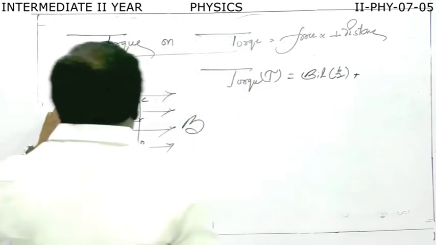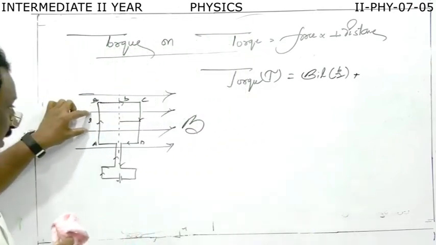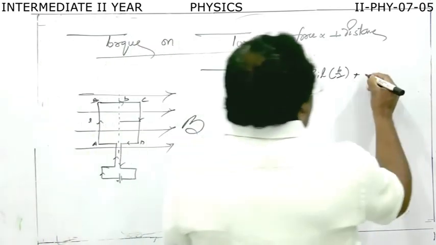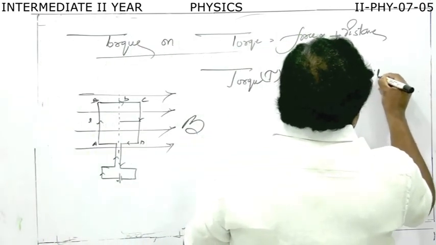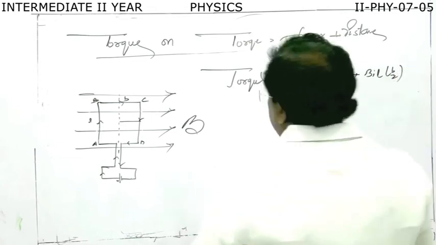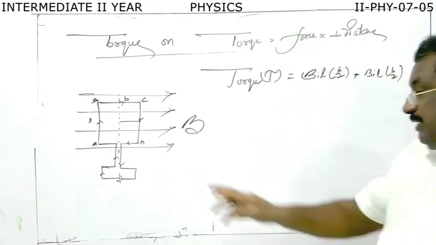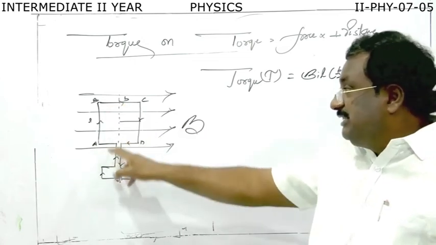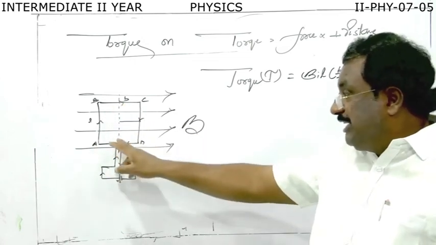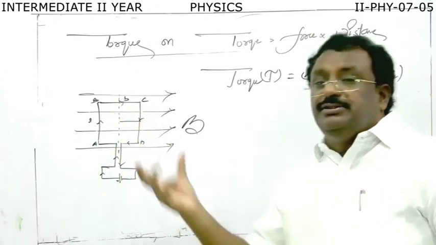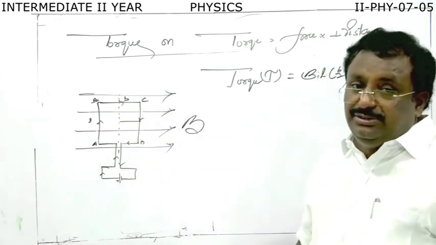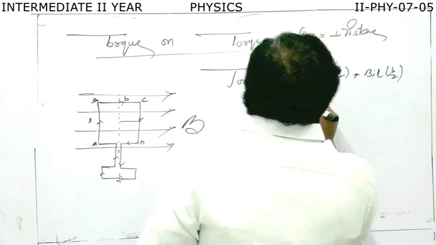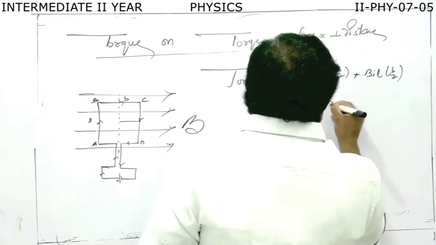This is the force on the AB vertical side of the coil. Again, take the force on CD vertical, BIL. We take the perpendicular distance. This is the line of action of force. This is the axis, and through this axis the coil would rotate in the anti-clockwise direction. Now, if you take BIL common, b by 2 plus b by 2.